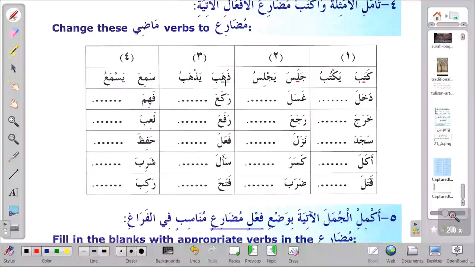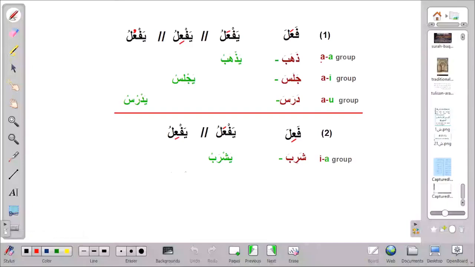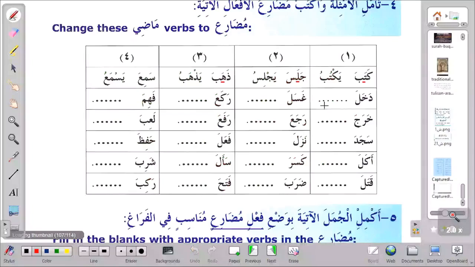Zahaba, fatha. I hope that is clear. Okay, so they are both here. I hope you can see. They are both having fatha, fatha, fatha. So kataba, jalasa, zahaba, they are just both.